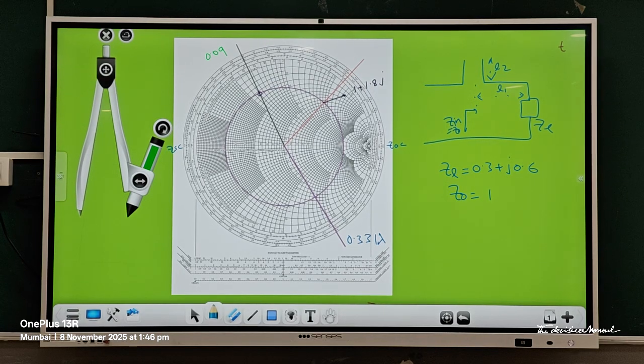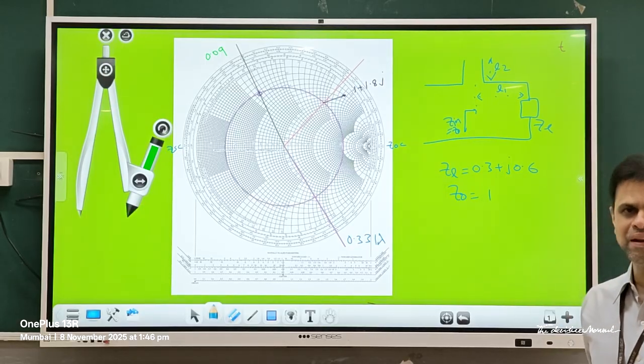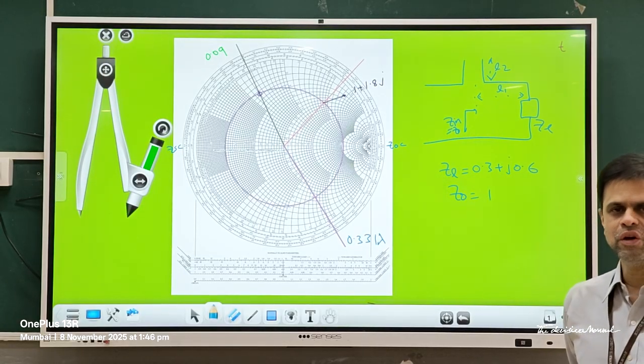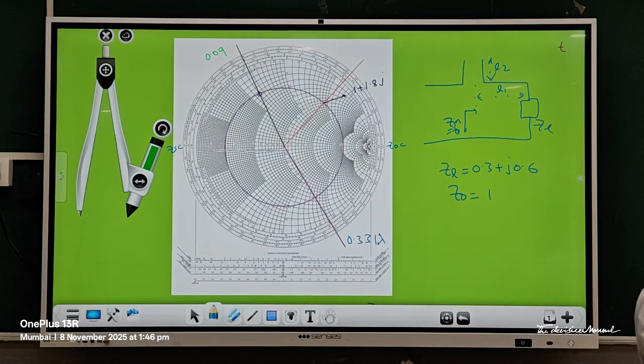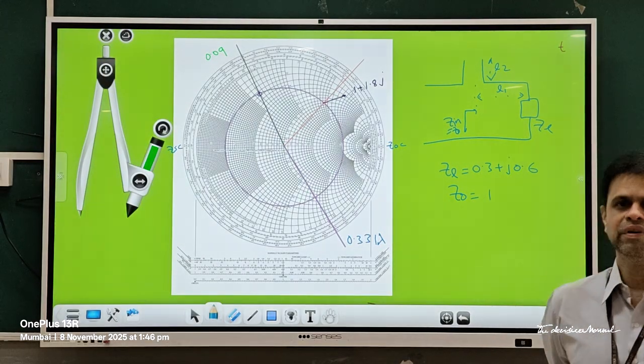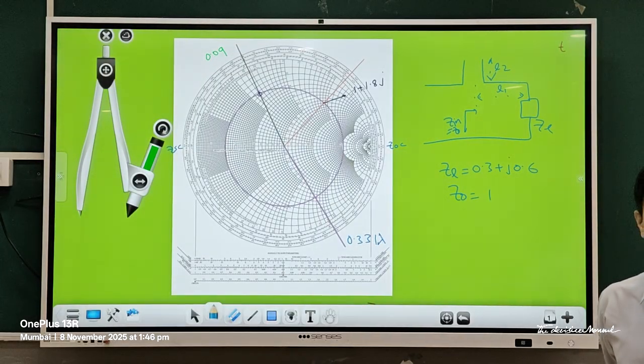So now we will do the series stub matching case. Earlier we have seen the parallel case, where we were working in the admittance domain. Now we will do the series stub matching. So naturally, when you have something to do in series, we are going to use a Z Smith chart, and we are going to talk about the impedance rather than the admittance.